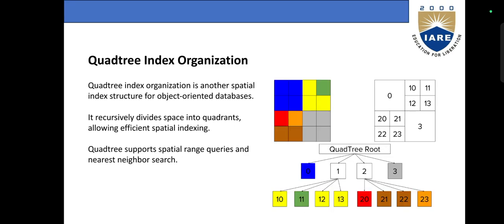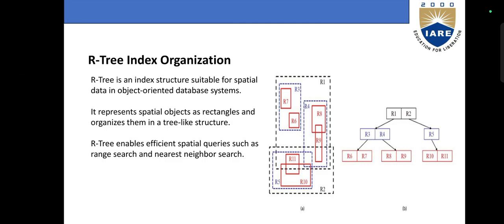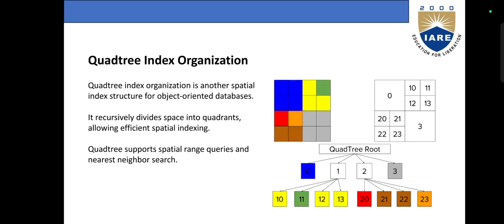And now we are talking about quadtree index organizations. Quadtree index organization is another special index structure for spatial data. This is about R-tree index organizations. Now quadtree index organization. Quadtree index organization is a spatial index. It recursively divides space into quadrants, allowing efficient spatial indexing. Quadtree supports spatial range and nearest neighbor search.